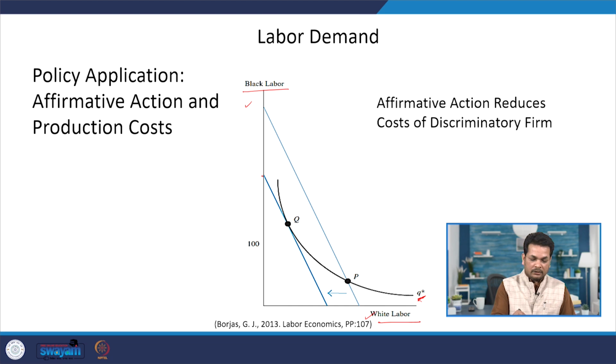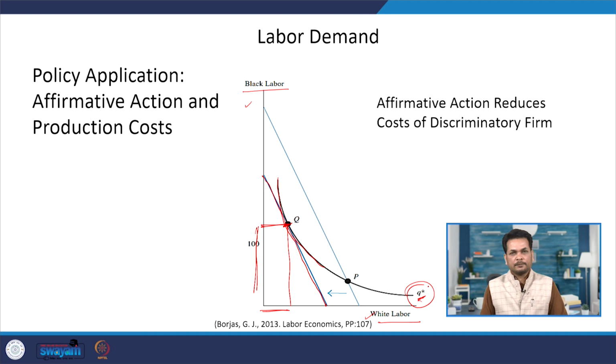This is the isocost line, and this isocost line is tangent to this isoquant at point Q, which means the farm is hiring this much of black workers and this much of white workers in order to produce Q star amount of output.